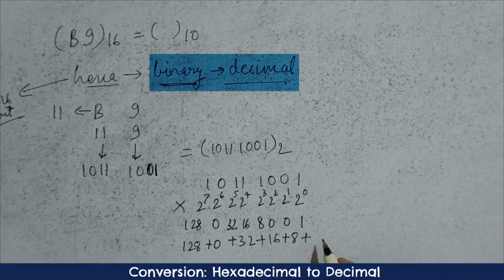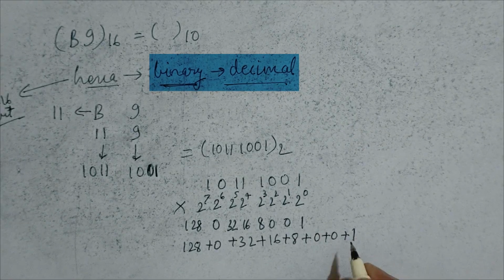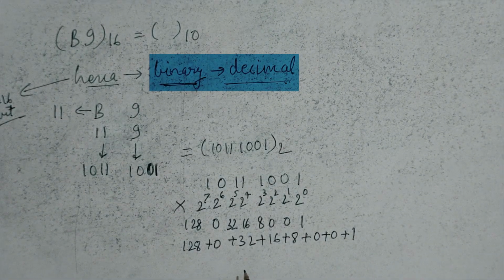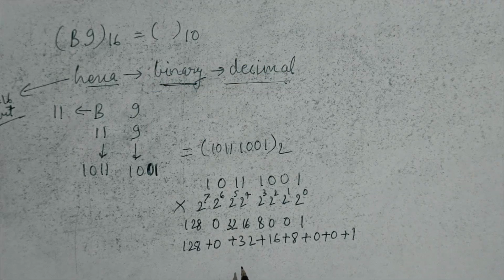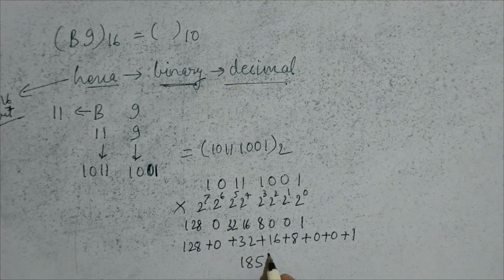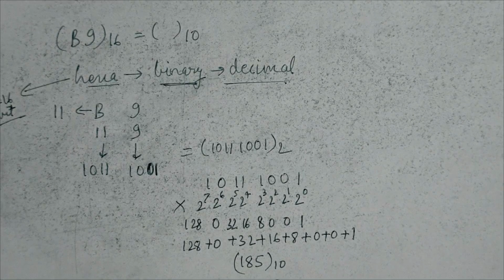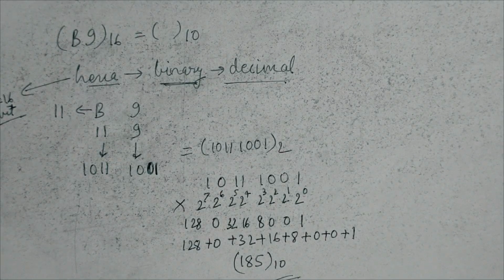After multiplying, kindly add the numbers. So, 185 will be final decimal number. I hope that you have understood this concept.